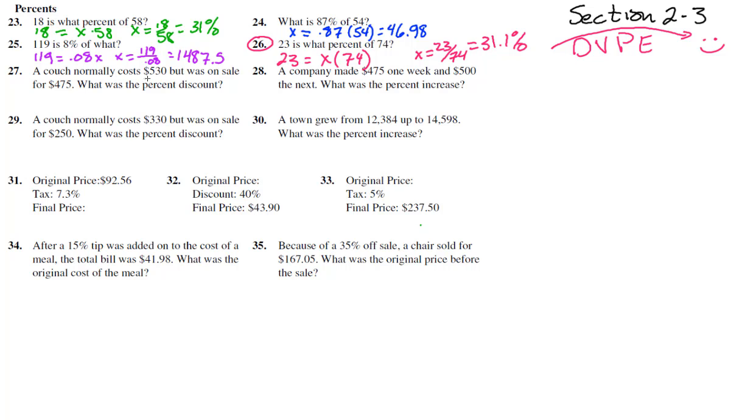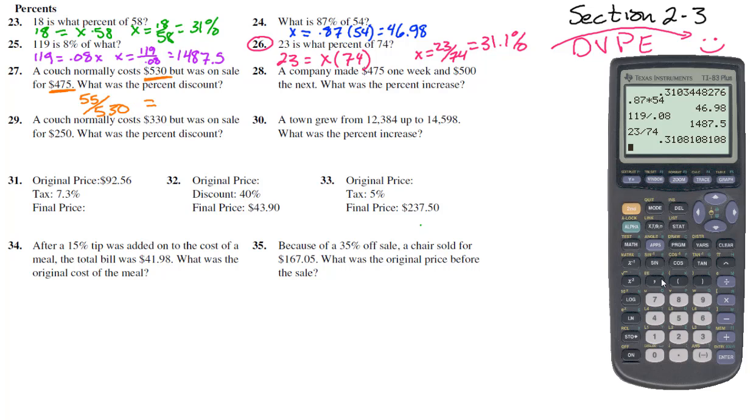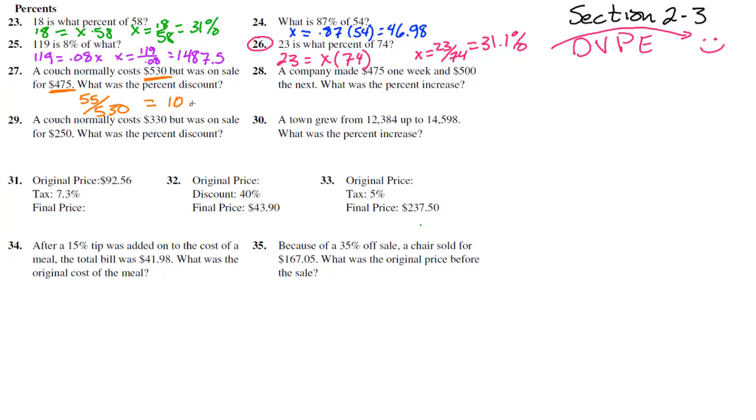The next one, number 27. A couch normally costs $530, but was on sale for $475. So what was the percent discount? Well, from $530 down to $475 is $55. And so 55 out of the original 530. So it looks like just a little bit over 10%. Let's try it. 55 divided by 530. That is 10.4%, it looks like. 10.4% discount. Cool.